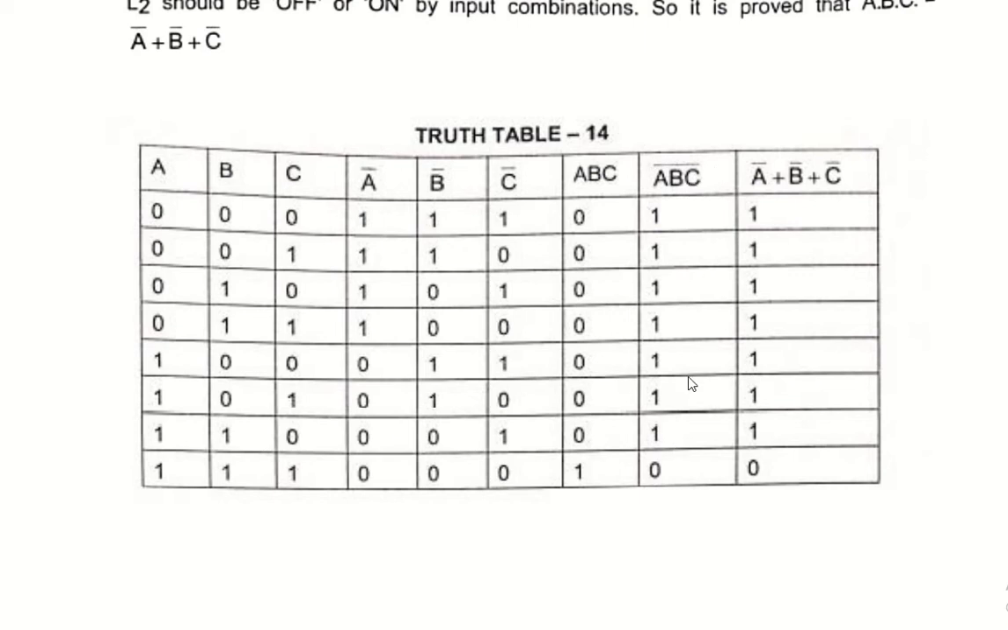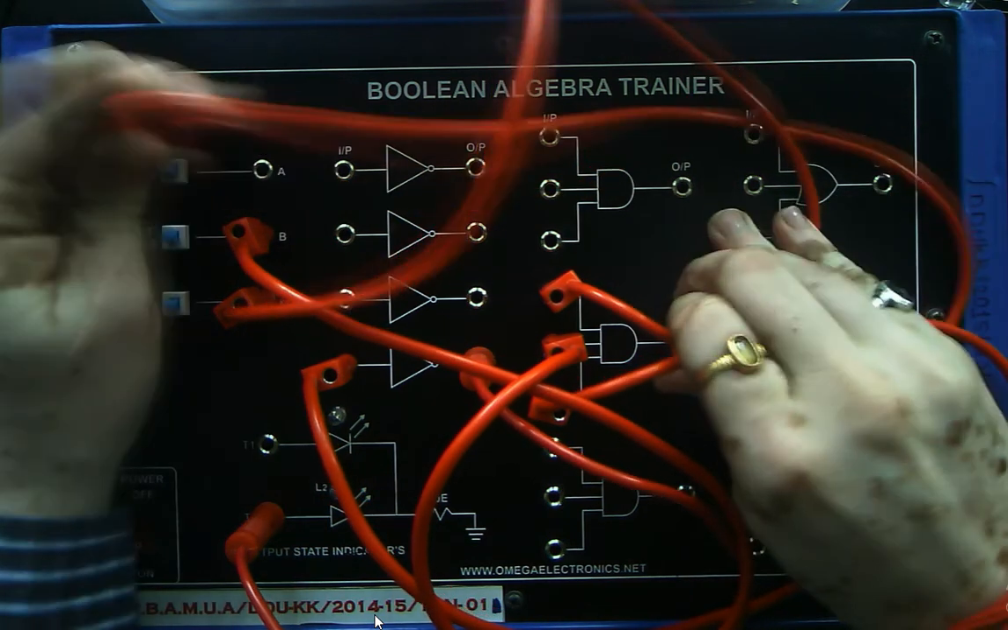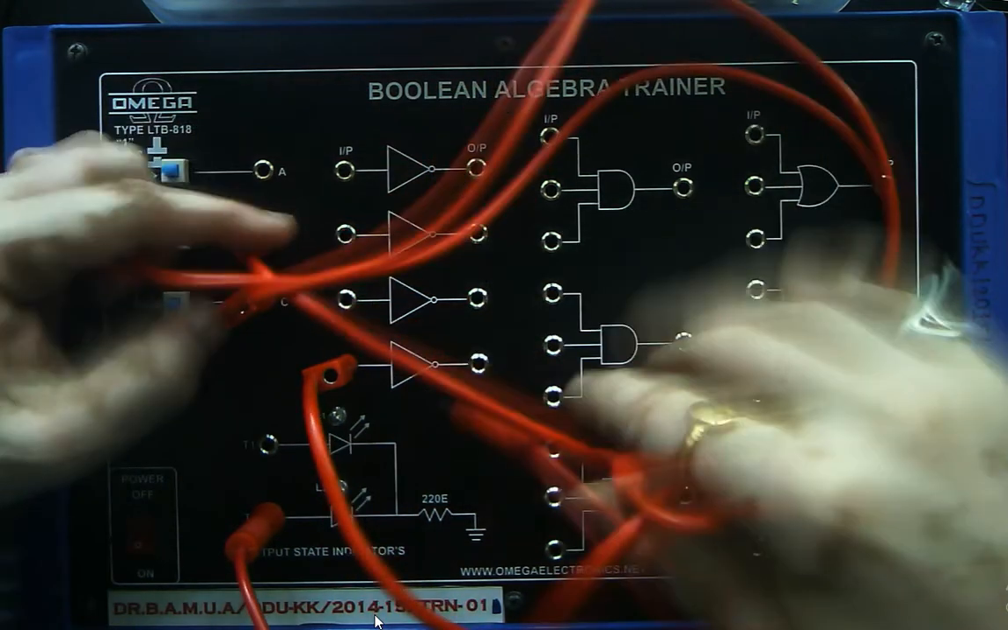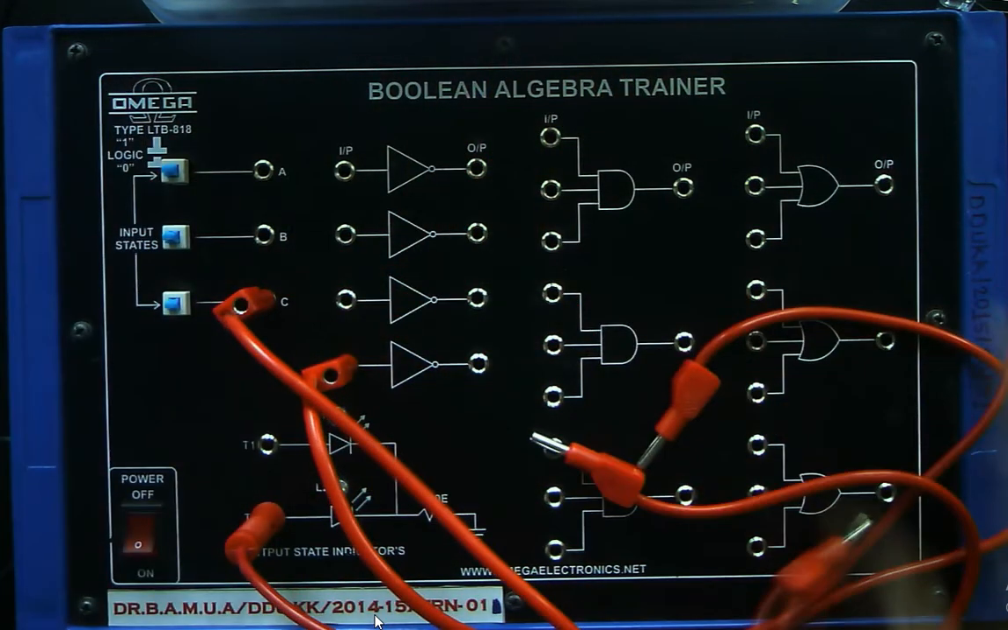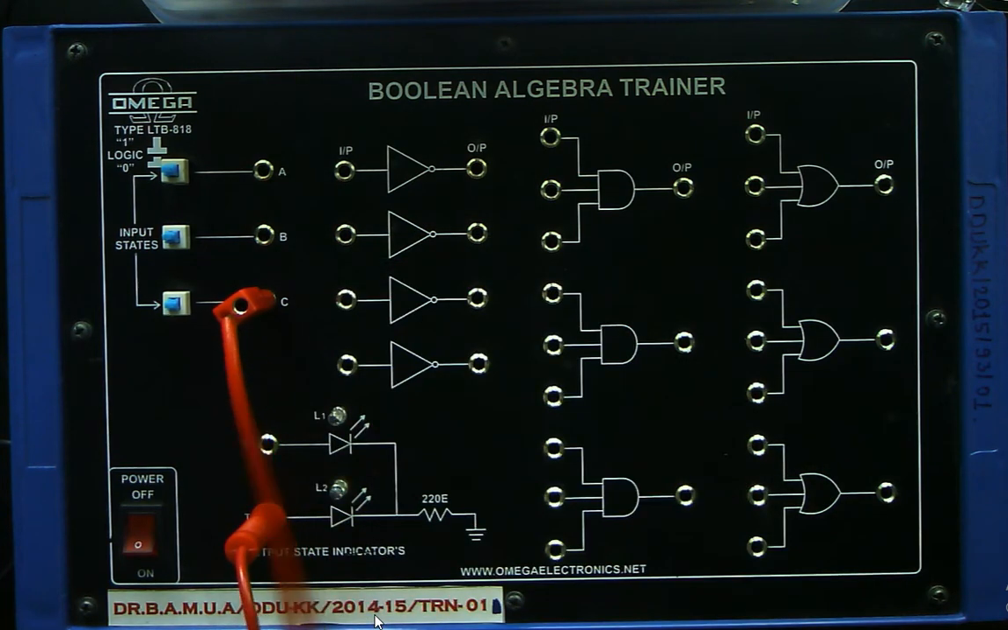Now we have to make the complement of 3 variables, and then we have to go for an OR operation. Okay, so that we will do now. We have to first make the complement of A, then the complement of B, and then the complement of C, and finally we have to OR them. Let us do that. I will dismantle this. I will take out the connections.